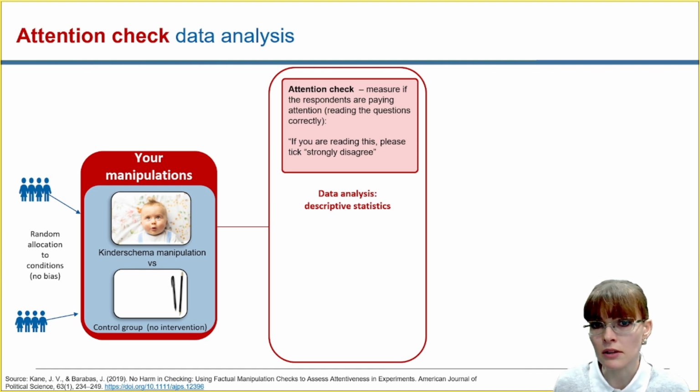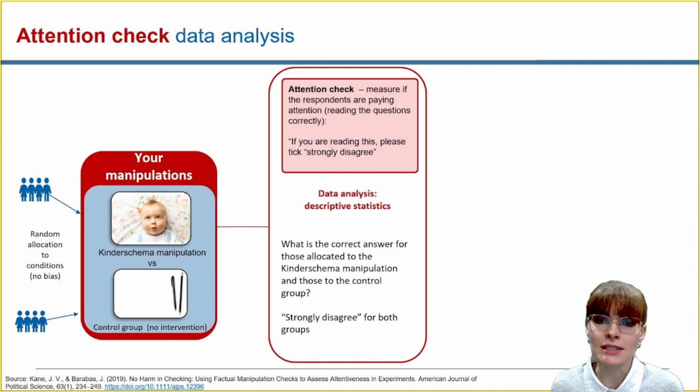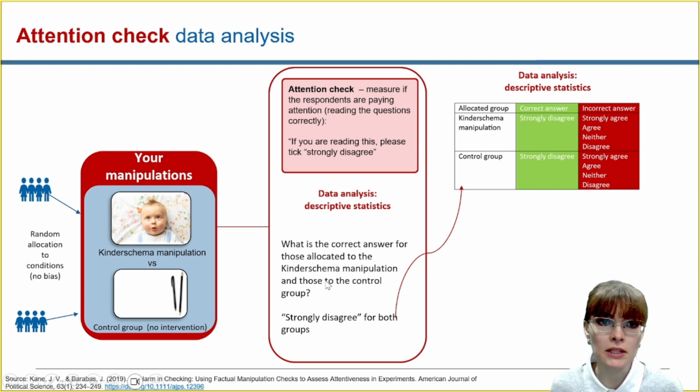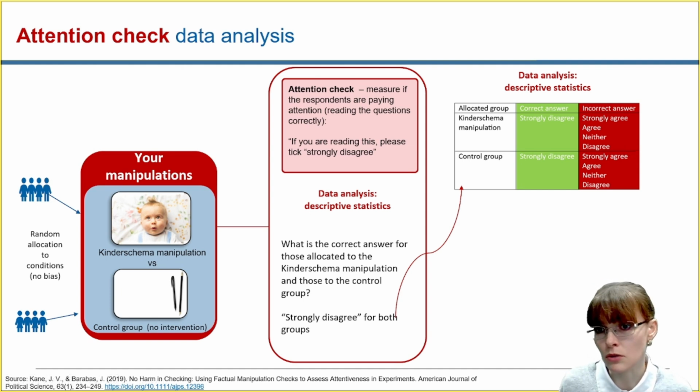In terms of how we would analyze the data, of course, we would use descriptive statistics. In this case, what do you need as a researcher? You need to identify and develop a research protocol where you would identify the correct answers for each of the participants allocated to each of your experimental conditions. And what are those correct answers? Those who were allocated in the kinder schema manipulation should select strongly disagree, and those who were allocated to the control group also should pick the same answer. And any other answer option would be treated as incorrect answer. So in theory, you should discard those people.